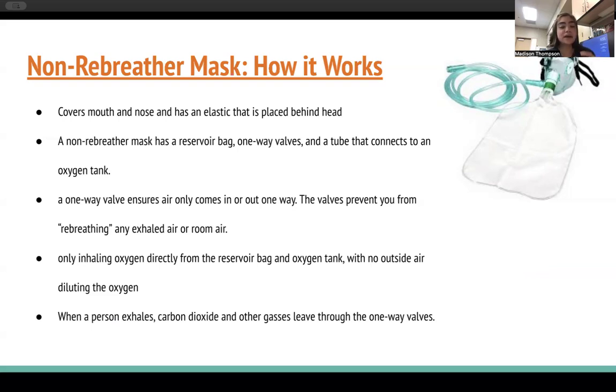It has a reservoir bag in the front that fills up with oxygen, because it has a tube that's connected to an oxygen tank. And then it also has one-way valves that ensure that the person wearing the mask is not rebreathing any of their exhaled air or the room air. And so the patient is only inhaling oxygen directly from the reservoir bag with no outside air to dilute the oxygen. And then when the person exhales, the carbon dioxide and other gases leave through the one-way valves.